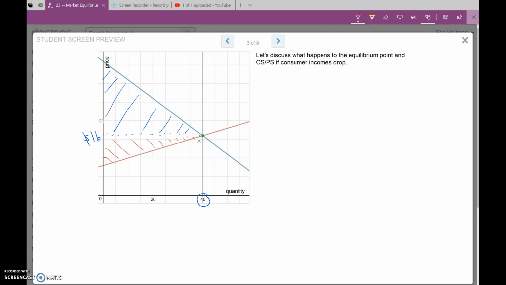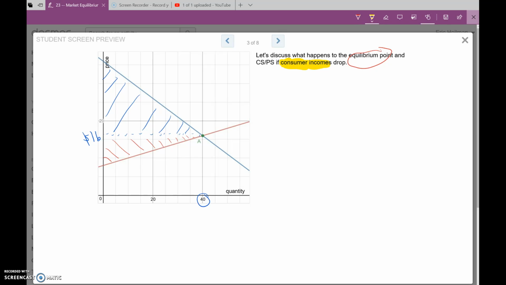The problem says, let's discuss what happens to the equilibrium point, so the equilibrium price and quantity, and the consumer and producer surplus if consumer income drops. When you're looking at this kind of problem, the first thing to ask yourself is whether the change the problem is describing affects consumers or producers. In this problem, it's pretty clear. We're talking about if consumer incomes decrease.